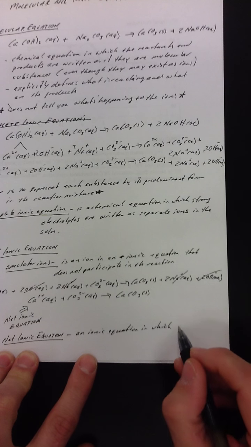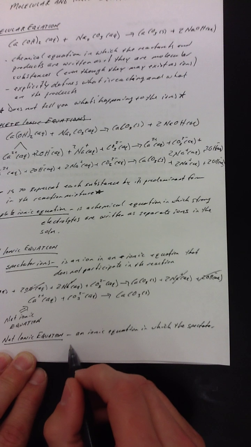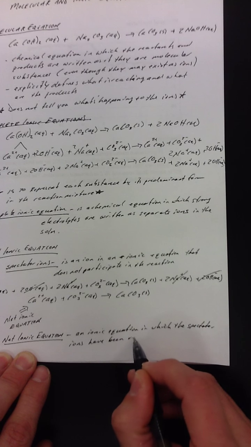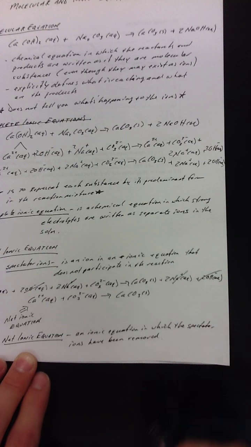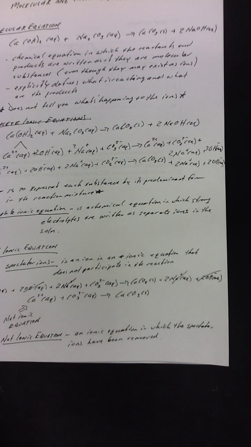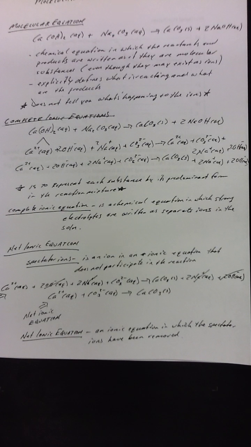So an ionic equation in which the spectator ions have been removed. Okay? So it shows that the reaction that actually occurs at the ionic level is between calcium ions and carbonate ions to form a solid calcium carbonate. All the other ions which we crossed off are actually not participating in the reaction. It's not to say that they aren't important, they're just not forming the solid, the precipitate.